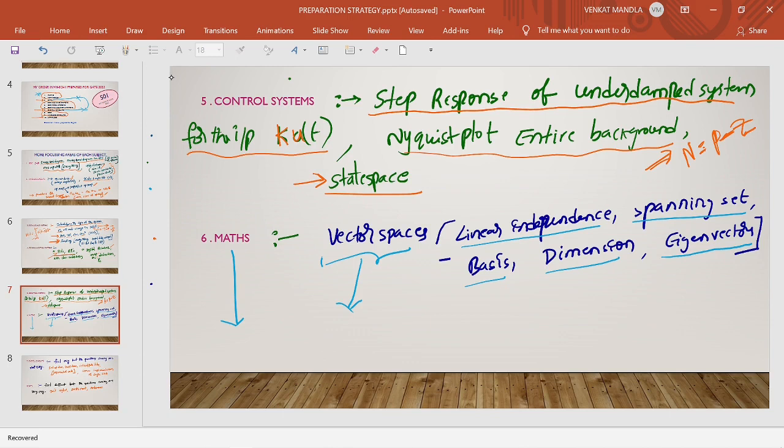You can see the previous year GATE questions. You cannot skip vector spaces. Very important. From linear algebra you are getting a minimum of 2 to 3 marks, sometimes 4 marks. So if you start maths, start this linear algebra first if possible.